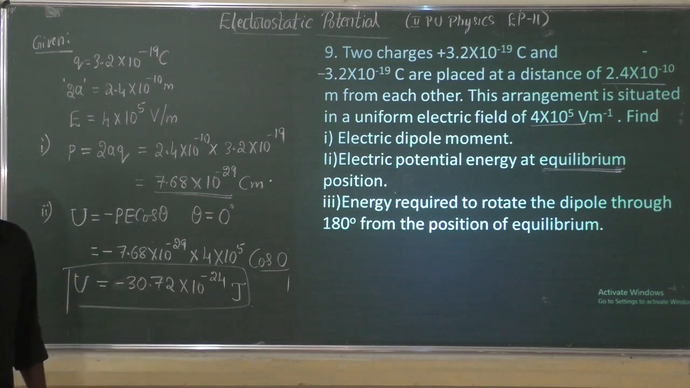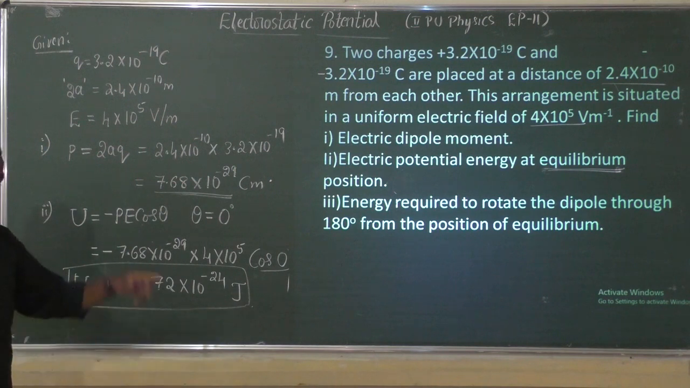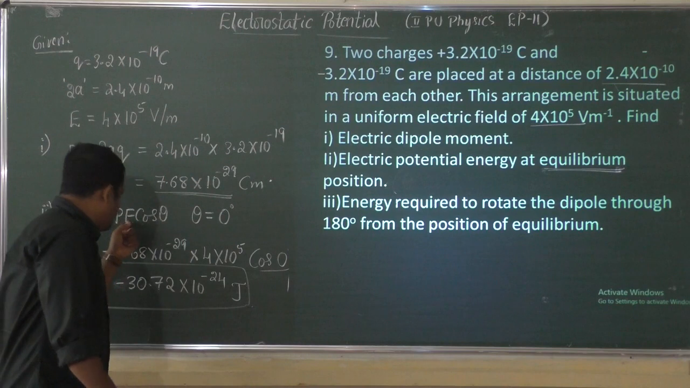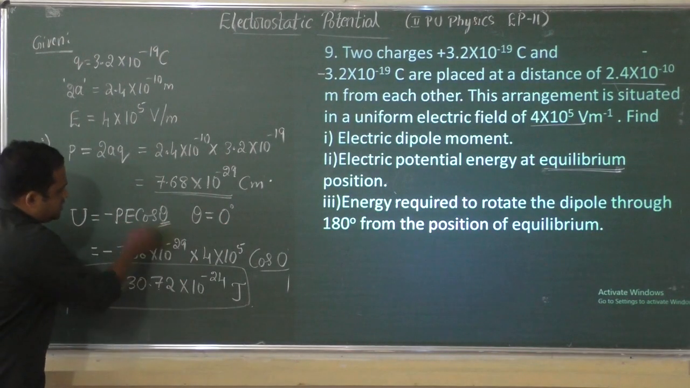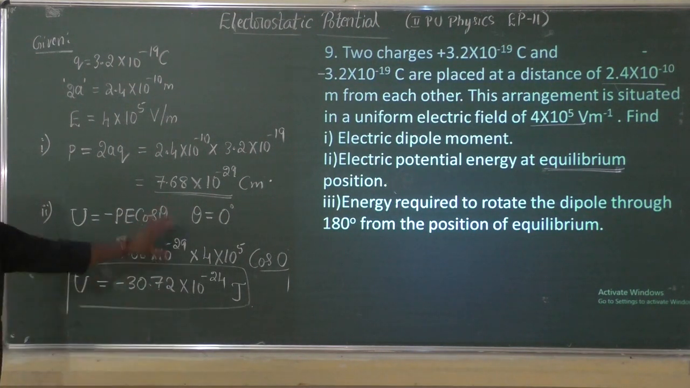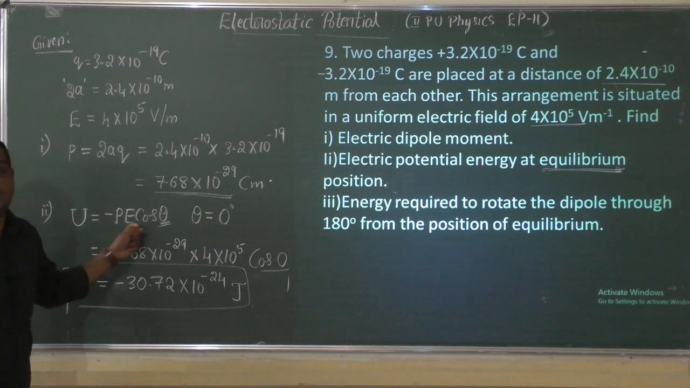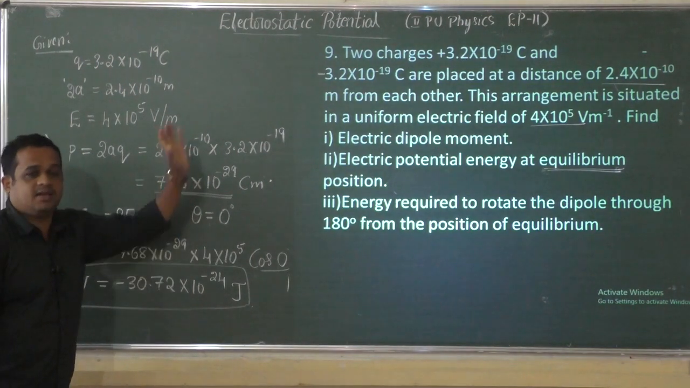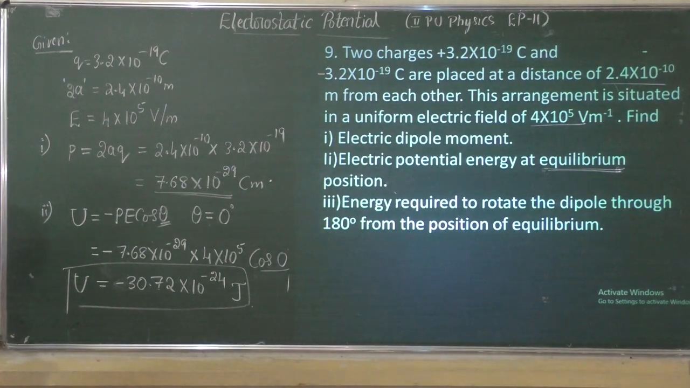If you want to calculate the potential energy at the unstable equilibrium position, that is, angle between electric field and dipole moment vector is equal to 180 degree, put theta is equal to 180 degree. If it is asked to calculate the potential energy of dipole at a position when angle between p and E is equal to 60 degree, instead of theta put 60 degree, you will get potential energy at that angular position.